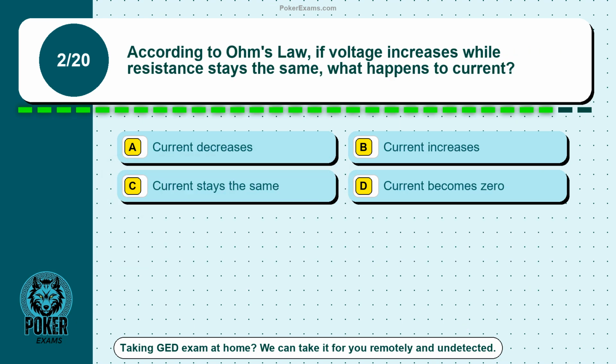Question 2. According to Ohm's law, if voltage increases while resistance stays the same, what happens to current? Option A, current decreases. Option B, current increases. Option C, current stays the same. Option D, current becomes zero.